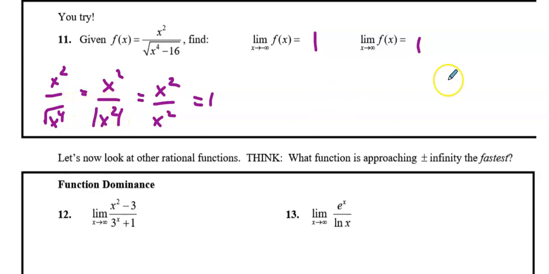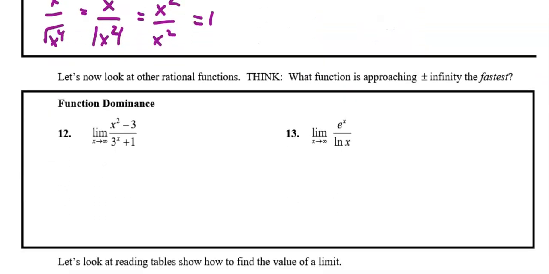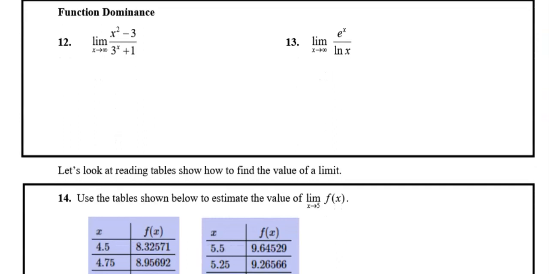So let's do our last little set of limits. We call these functional dominant problems. Here's what you do. I have 2 strategies to help you with this. Notice that this is still a nice little polynomial, but this is not a polynomial. It's 3 to the x plus 1. So I gave you 2 examples, and I'm going to give you 2 strategies.